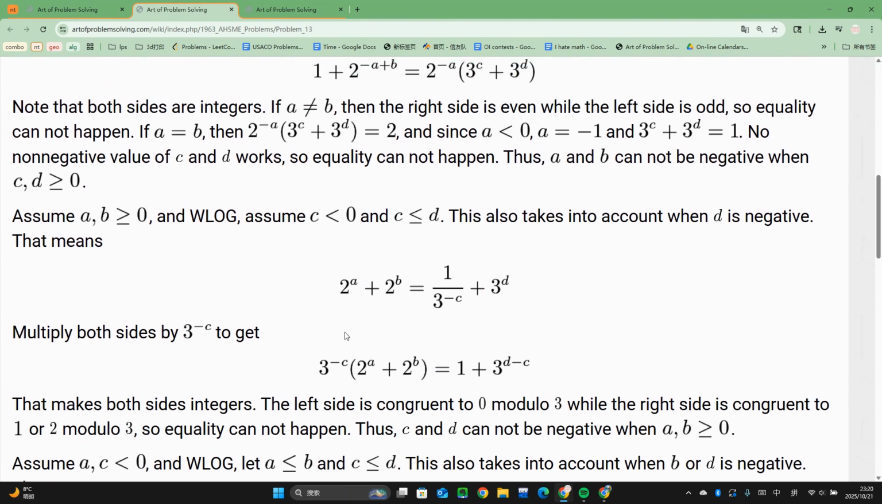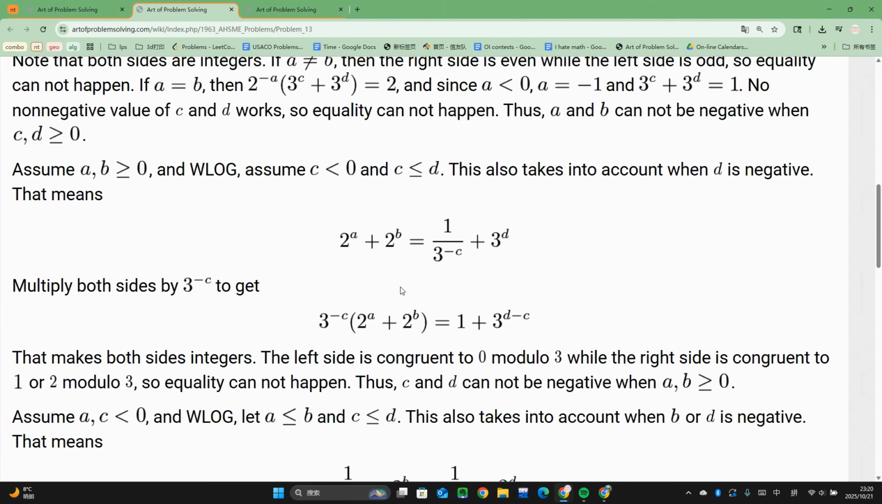We multiply both sides by 3 to the negative C, just like last problem, and this time we don't even have the case work, because it is obvious that the left side is indeed divisible by 3, because C is negative. So 3 to the negative C is going to be a positive exponent of 3, so that is going to be divisible by 3.